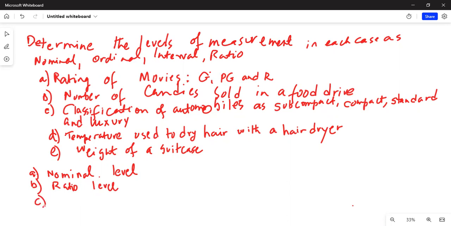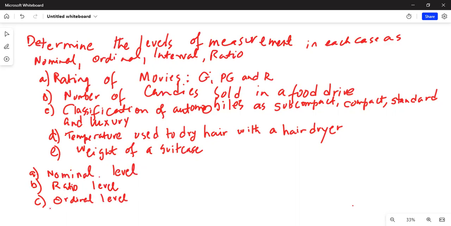classification of automobiles as subcompact, compact, standard, and luxury. Again, these are classifications, categories of types of cars. Is there no ordering, nothing? Maybe there is some kind of ordering in them. We would say subcompact is lower in category than compact, compact is lower than standard, and standard is lower than luxury. So there is some ordering. So this is ordinal level of measurement. Ordinal means there is some kind of order in the categories.